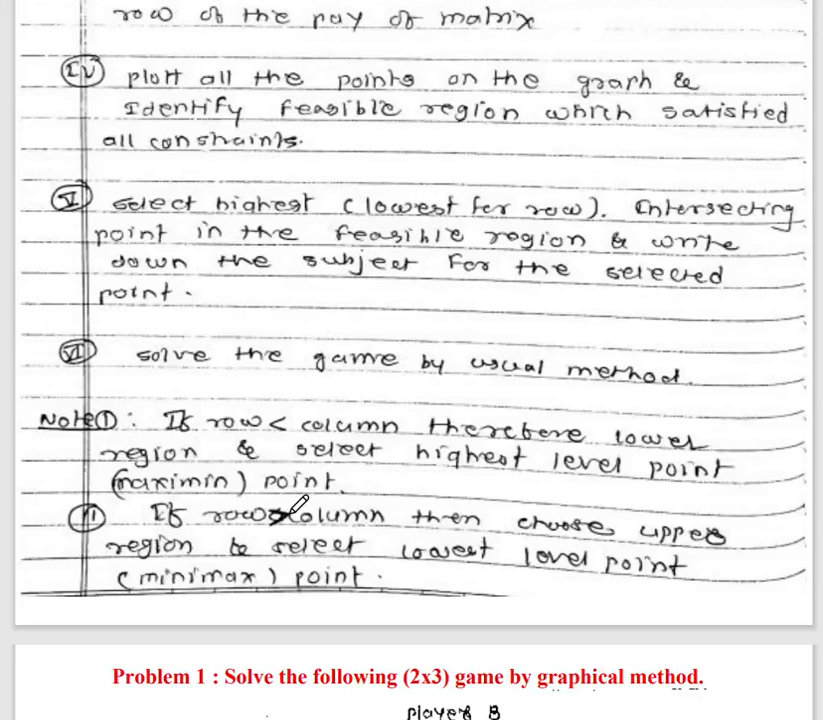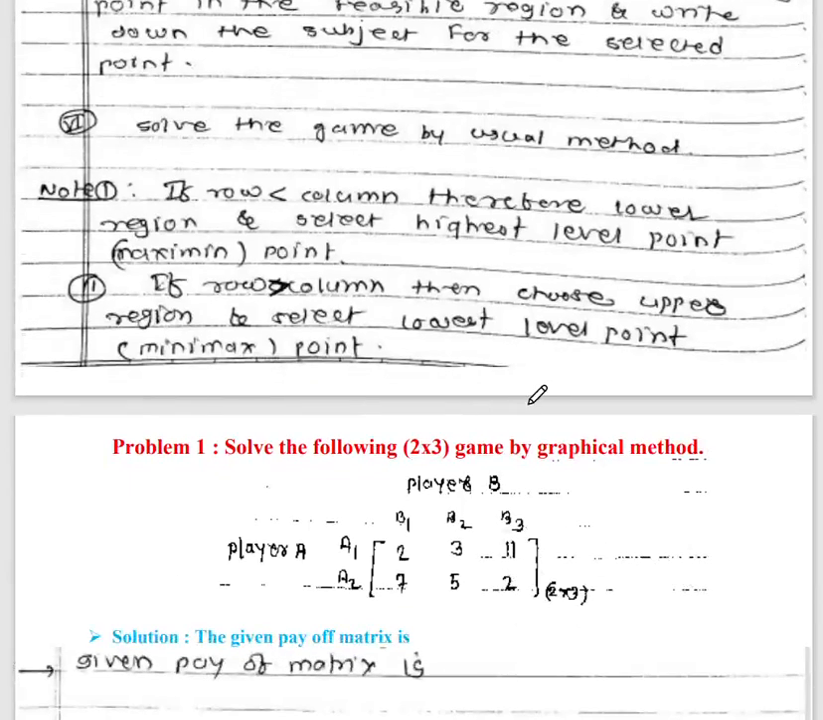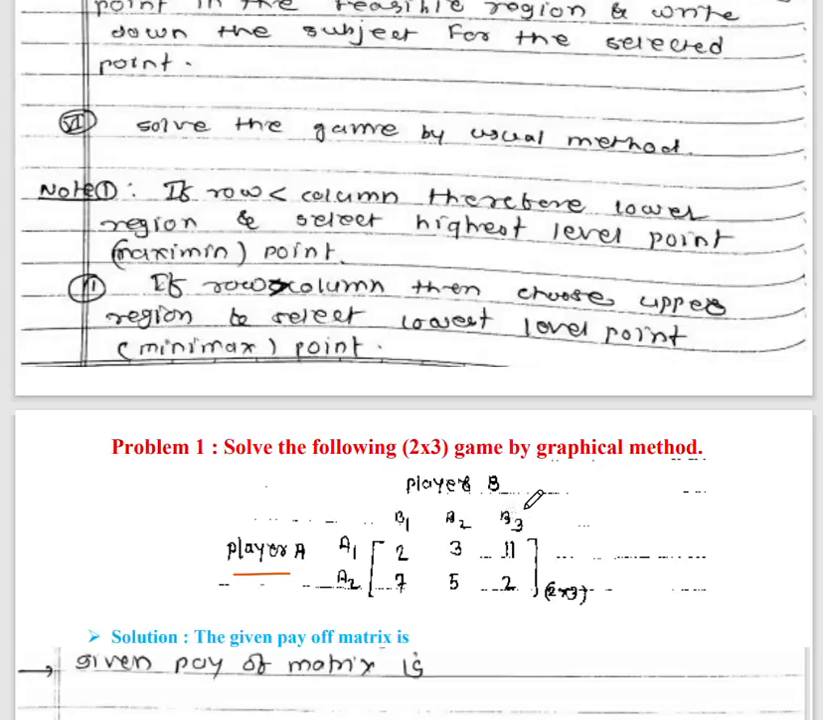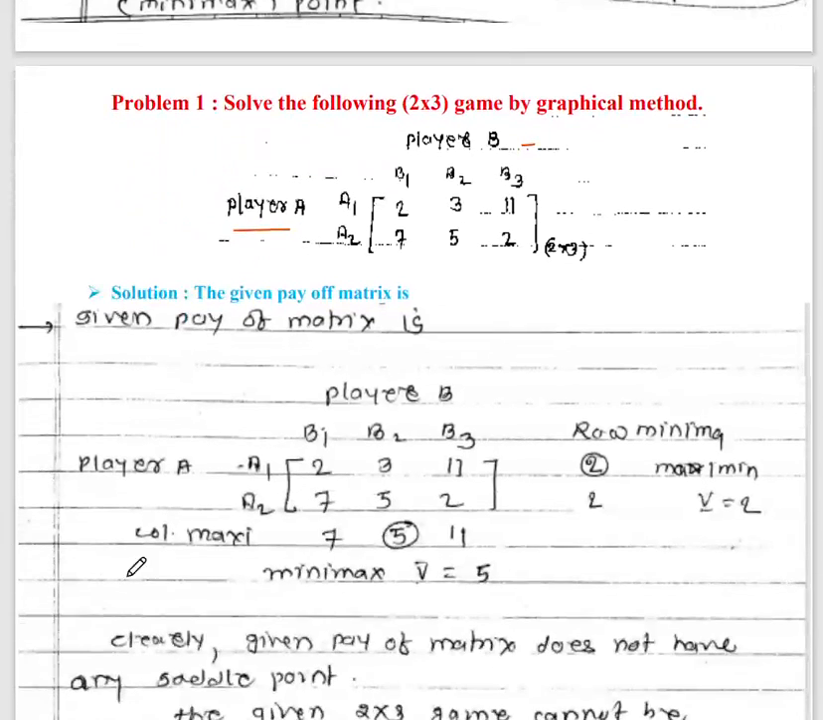Now we will see one problem on the graphical method. Okay, so what is the first problem? Solve the following 2 by 3 game by using the graphical method. So this is player A and this is player B. Player A is using two strategies A1, A2 and player B has B1, B2, B3, with this payoff matrix. This is the 2 by 3 payoff matrix. Now we will see the solution of this 2 by 3 payoff matrix. So write down the given payoff matrix. Okay, so this is the given payoff matrix.